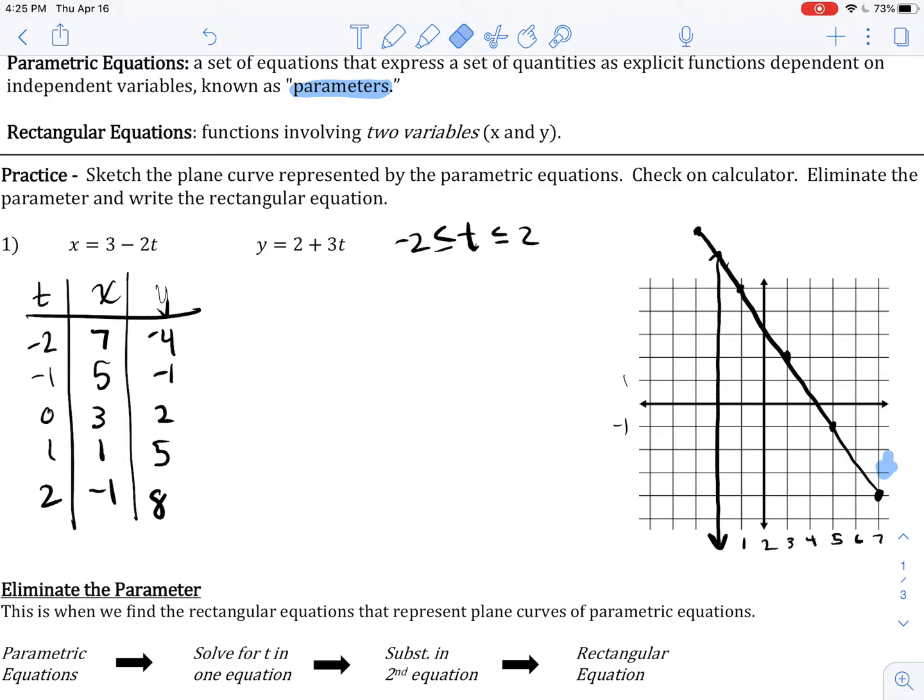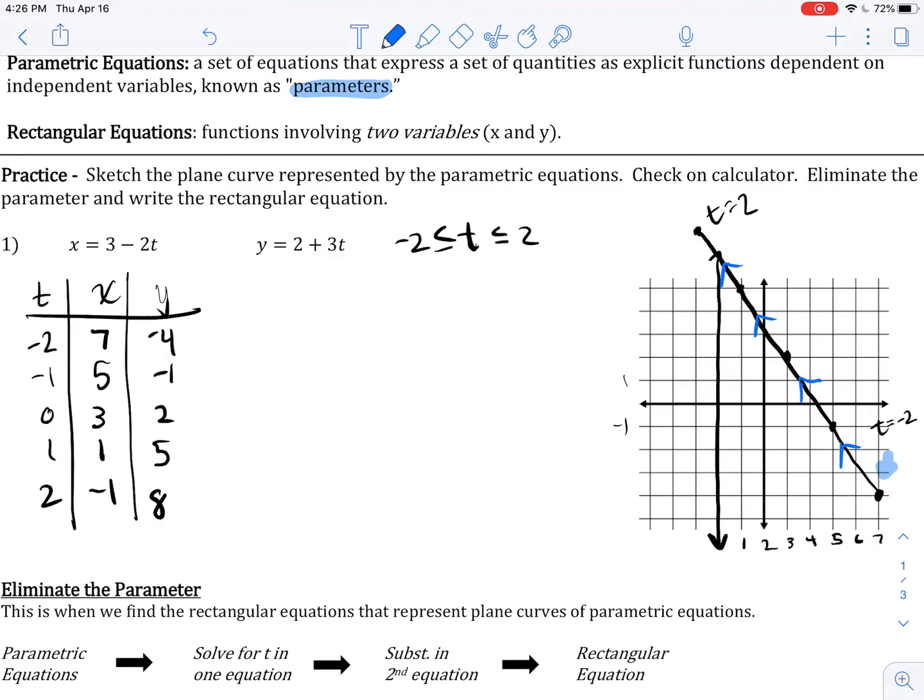Well, hopefully you saw that our graph started down here at 7, -4, because that's when t was equal to -2. And up here was when t was equal to +2. So as t increases, we are moving in this direction. So here are direction arrows to indicate the direction in which our plane curve is moving. So that's how we would sketch that plane curve.